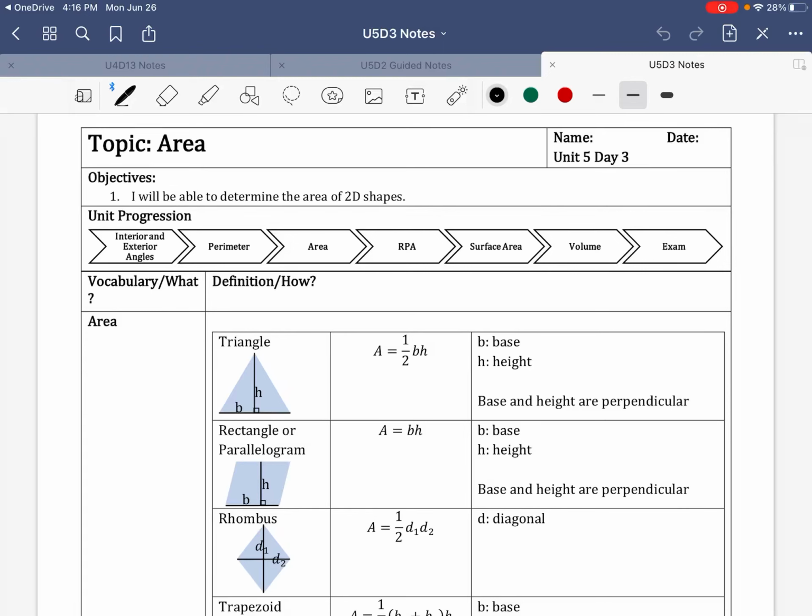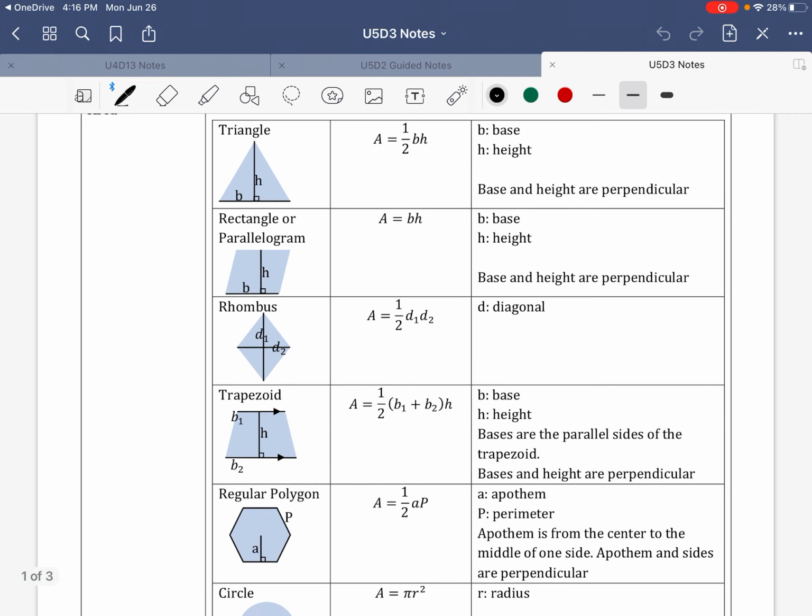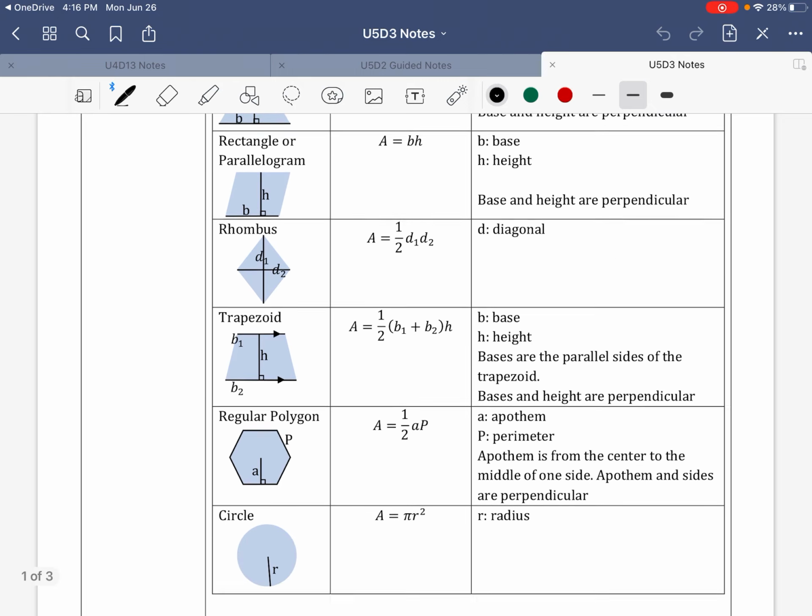Hello everyone, today's topic is on area. Unit 5, Day 3, our objective is I will be able to determine the area of 2D shapes. Now there are 6 kinds of categories of shapes that we're going to be talking about finding the area for, and those include triangle, rectangle/parallelograms, rhombus, trapezoids, regular polygons, and circles.